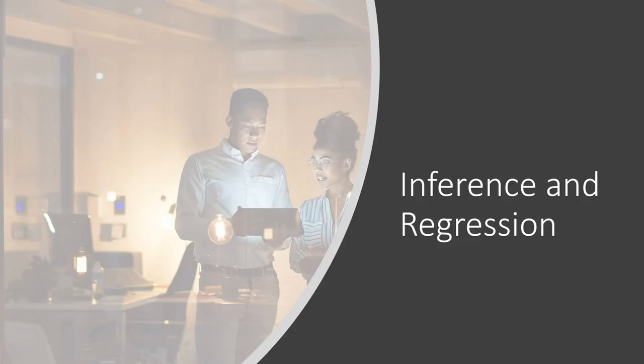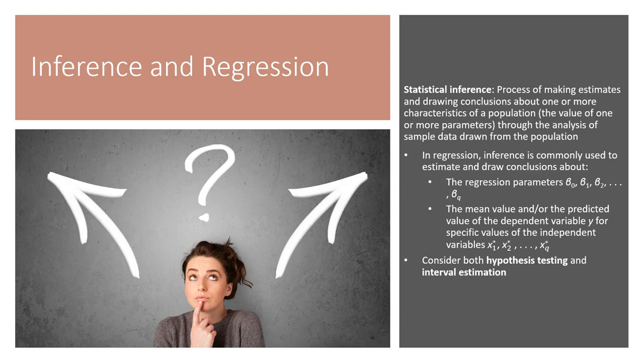So the whole point of making a statistical model of data is so that we can make decisions. So now let's talk about how we can make inferences based on the information that we get from a regression analysis. But first, let's start with what statistical inference is.